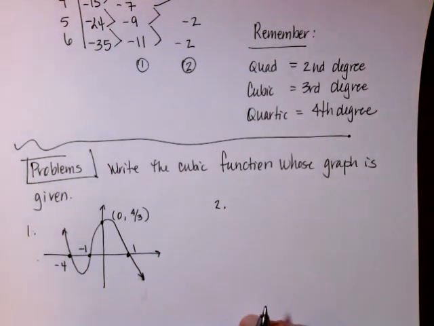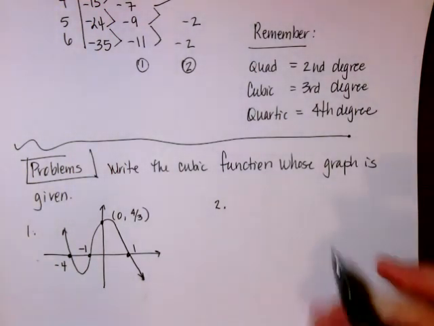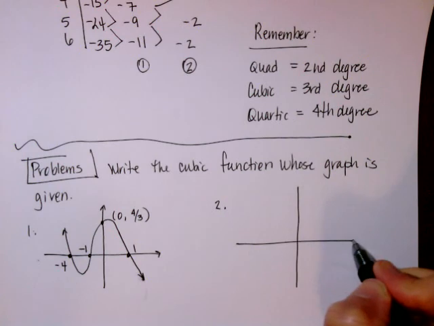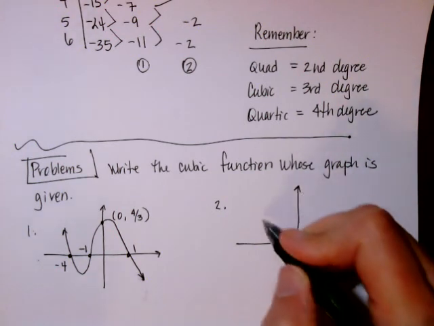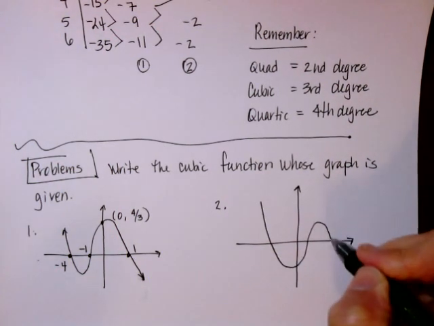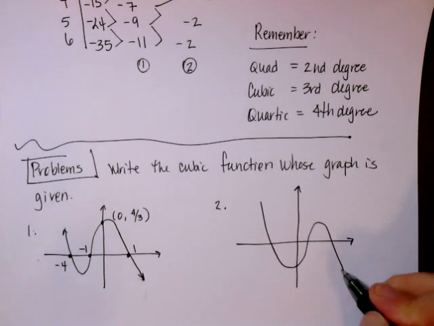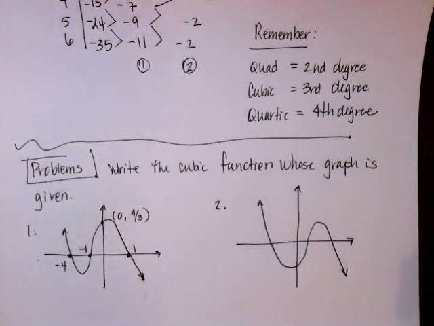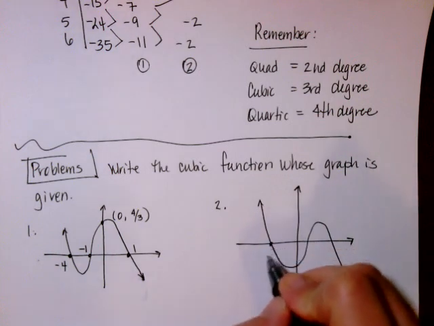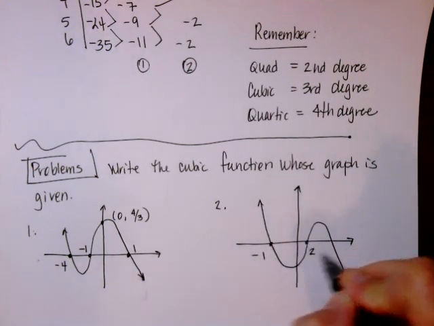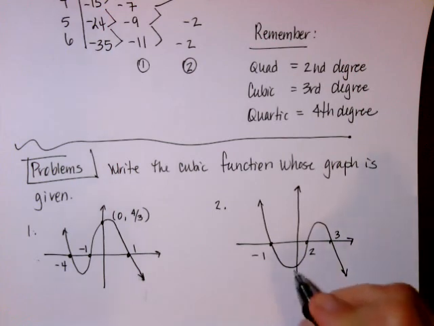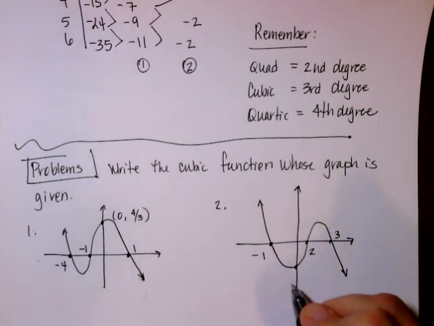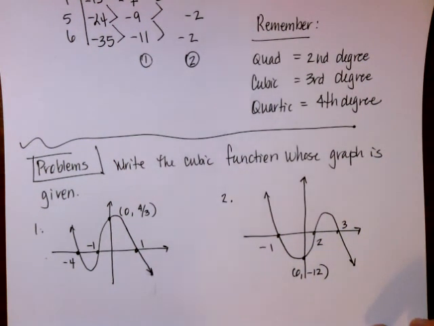Then here is your second problem. Okay, let me give you your graph. Same basic idea. Now our graph is going to go the other way. Okay. Well, I guess it goes the same way. Sorry. All right, this one is a -1. This is a 2, and this is a 3, and this point is a 0, -12. Well, that part's kind of going a different way. My end behavior is still the same. All right, so those are your first two problems.